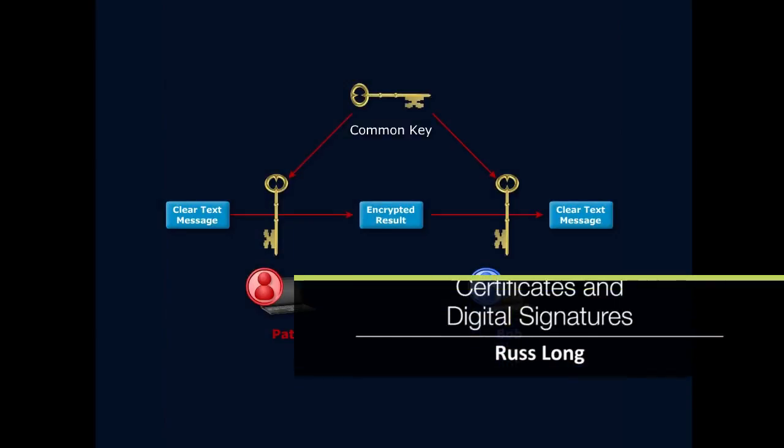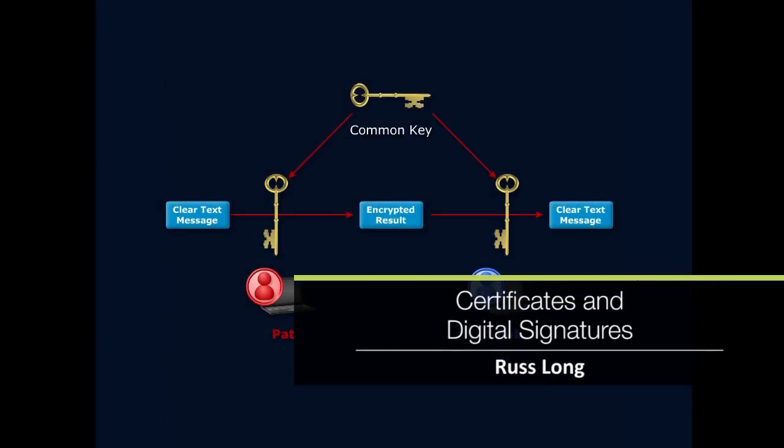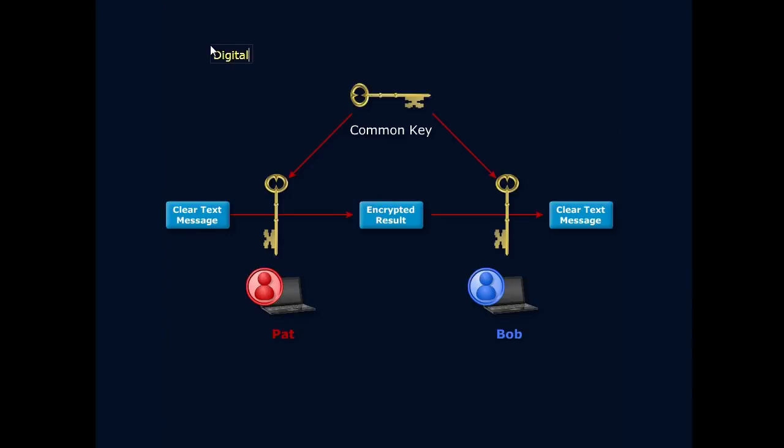So one of the first things we need to talk about when we speak of digital signatures and certificates are the keys and how those keys are implemented and shared. Now, there's some things that we've talked about already that we need to go through again. So first off, let's look at a common key infrastructure.